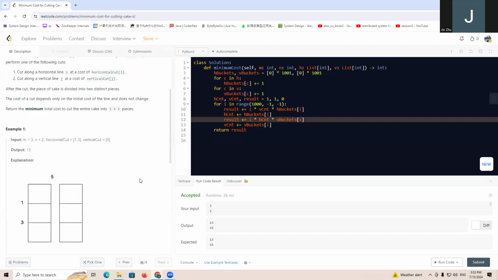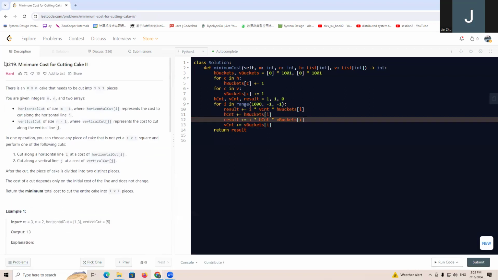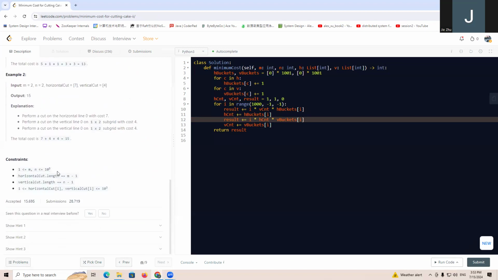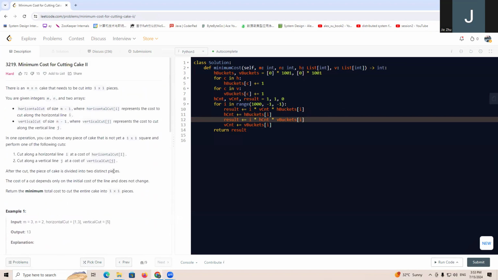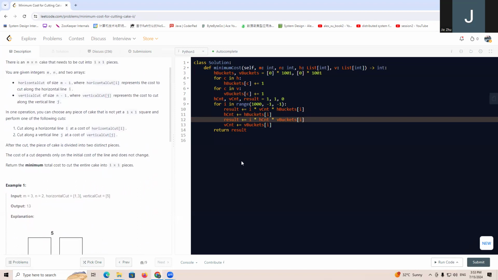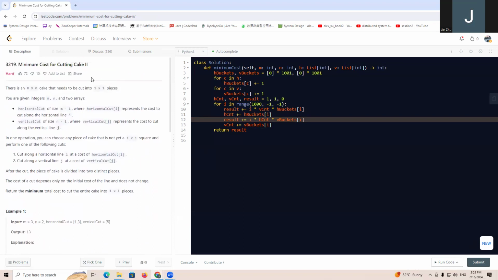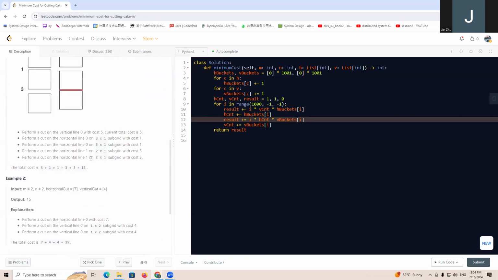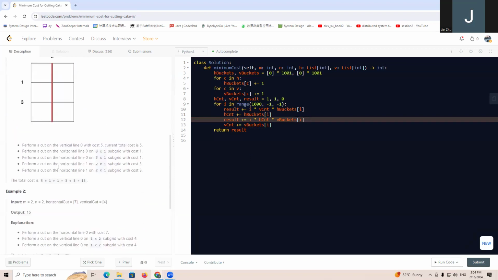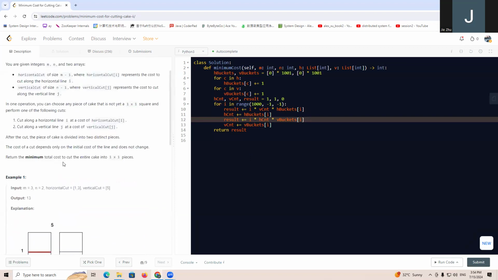Okay, so there is another question that is the minimum cost for cutting cake 1. It is similar, but the M and N range is very small. For that one, we can do DFS plus memo or a lot of approaches. But DFS plus memo for this question will be TLE, because for this kind of range, we should have linear or M log M or N log N time complexity.